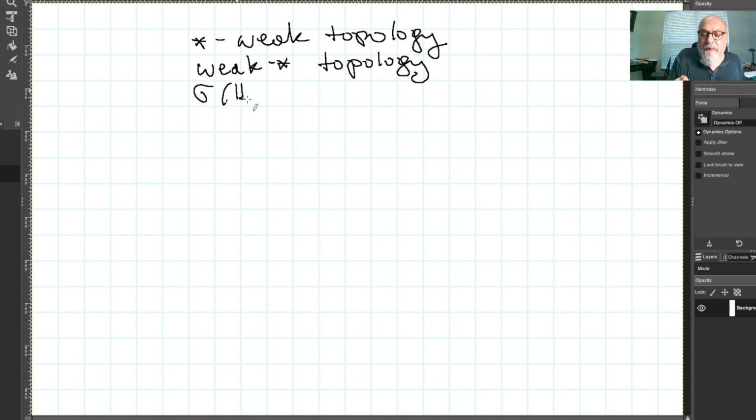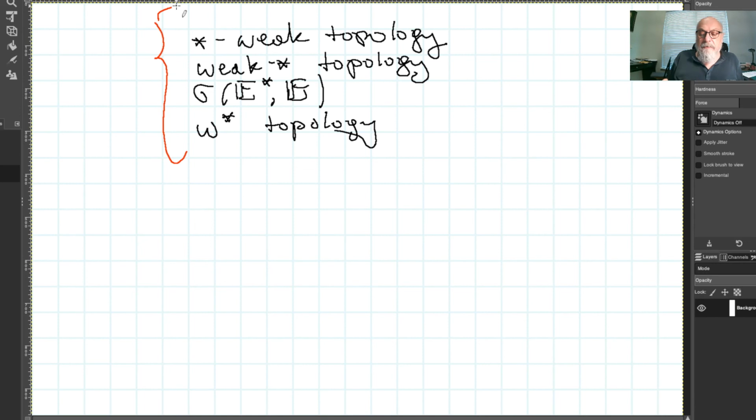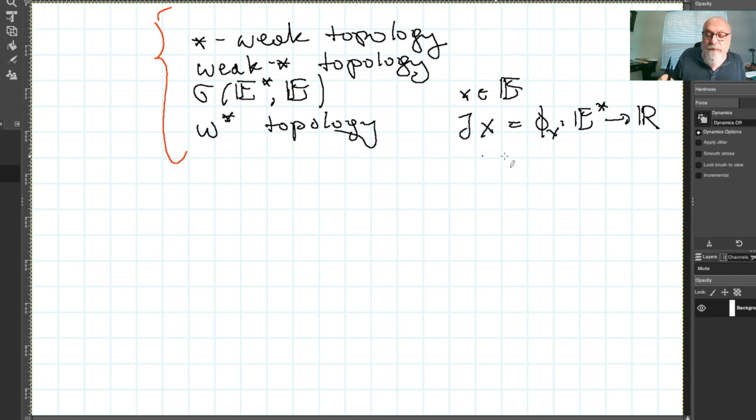We also denote this topology by E star, E dual E. And we may also write this as the omega star topology. So all of this is the same, just different notation for the same topology on E star, induced by the functionals: for x belonging to E, we have j of x equal to phi x from E star to R. This is the smallest topology which makes all those functionals continuous.